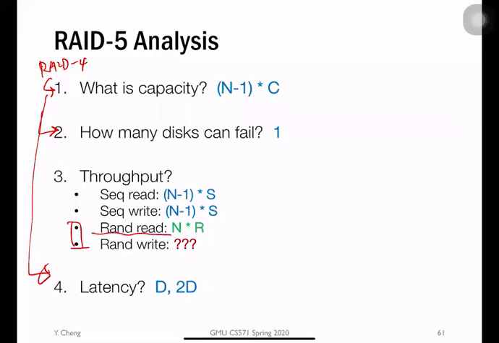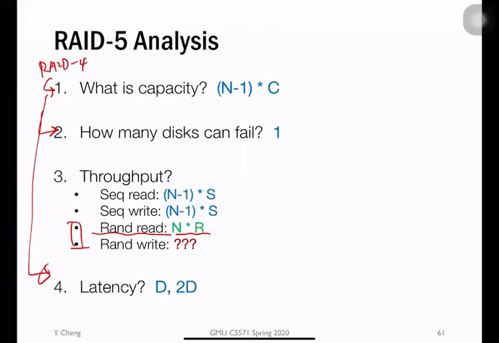For random read, it's in fact n times r, because it effectively rotates and spreads the parity chunks to all of the disks. That means instead of employing one single disk solely for storing parity chunks, each one of these n disks, or specifically 5 disks, can contribute to serving random read operations. So that is why it's n times r. But this is for random read.